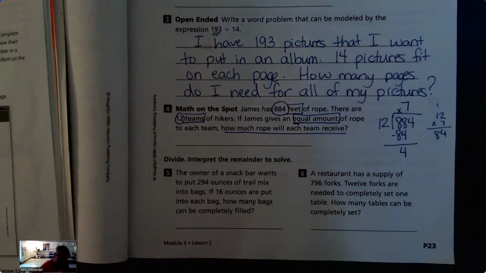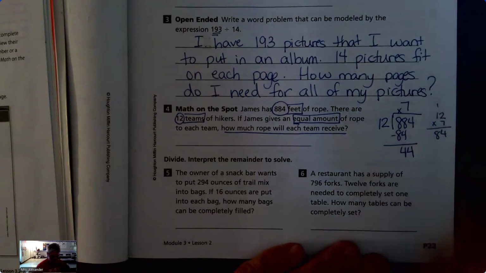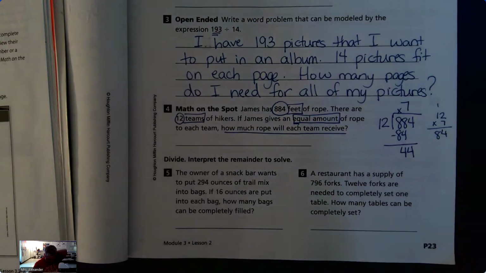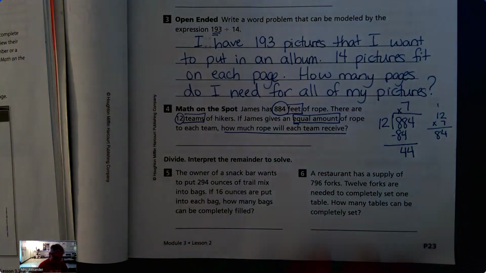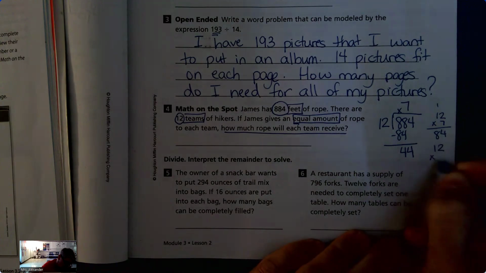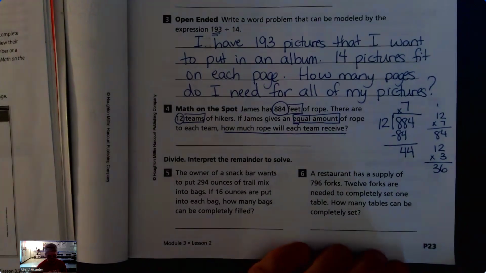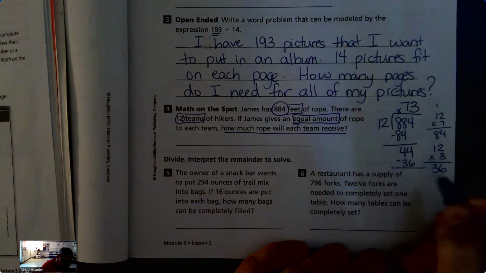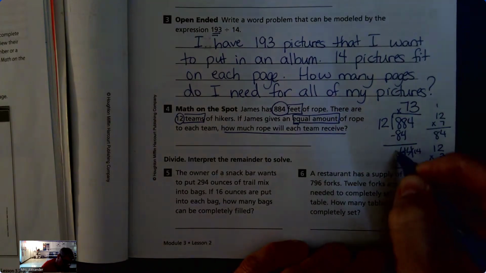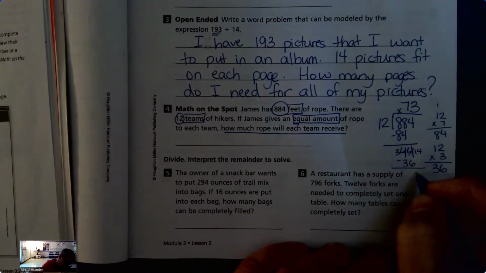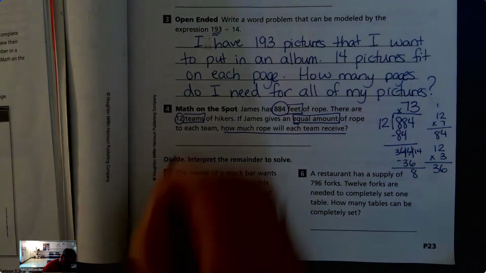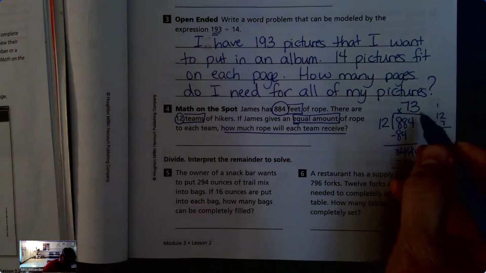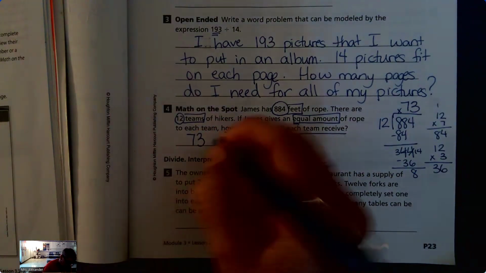And I have 4 left. Bring down the next digit. Now, 12 times 5 was 60. So I might try 12 times 4 or 12 times 3. I'm going to go with, oh, let's do 12 times 3. I have 36. I don't think I can get any closer than that. We'll put our 3 in our quotient and subtract the 36. Getting very squishy, sorry. Regroup, and we have 8 left over. So the answer is 73, remainder 8.